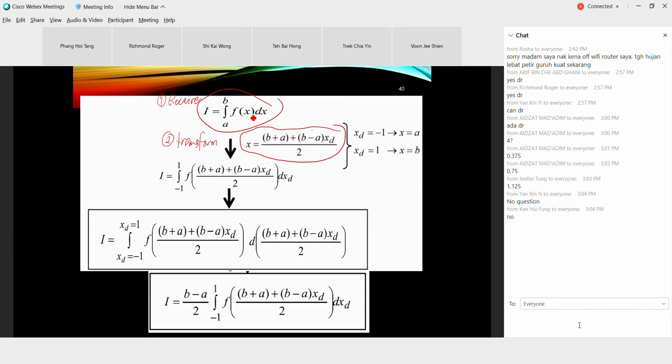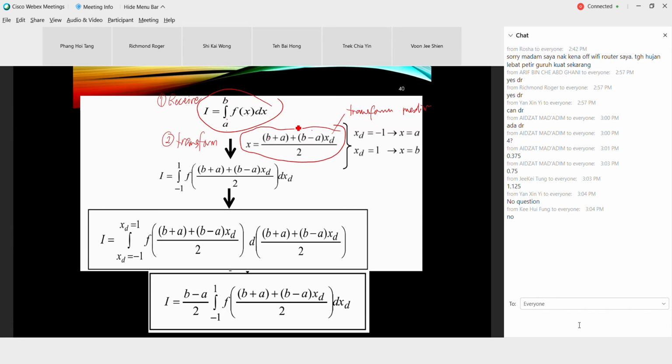So if you want to transform, x is equal to (b plus a) plus (b minus a) multiplied by xd, and then divide by 2. Here xd means the transformation variable. B is the upper boundary value and A is the lower boundary value. Directly put in the values and solve this one.